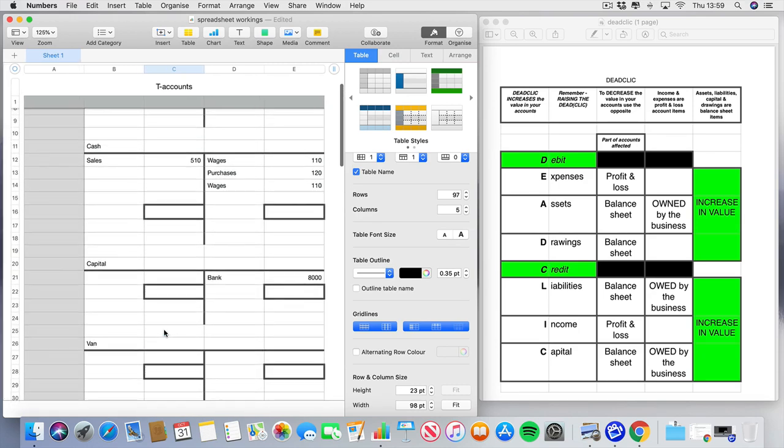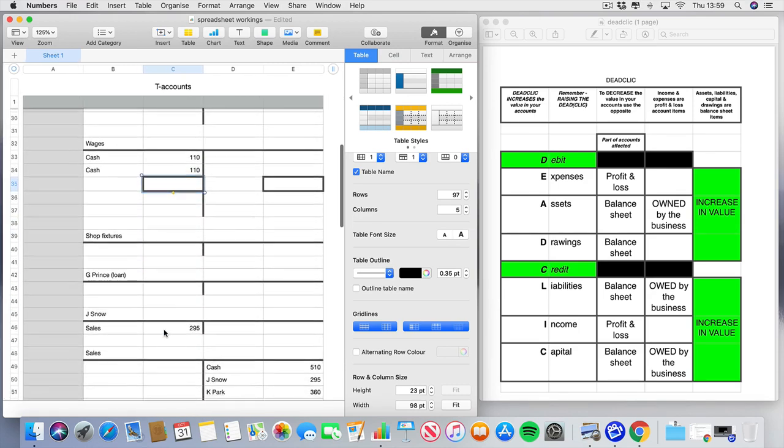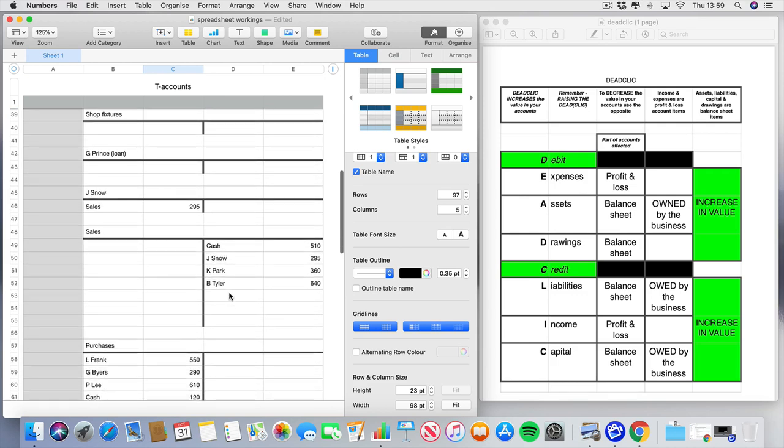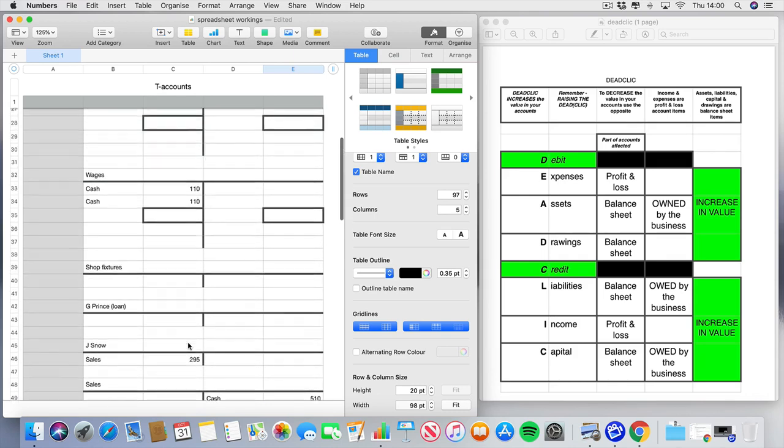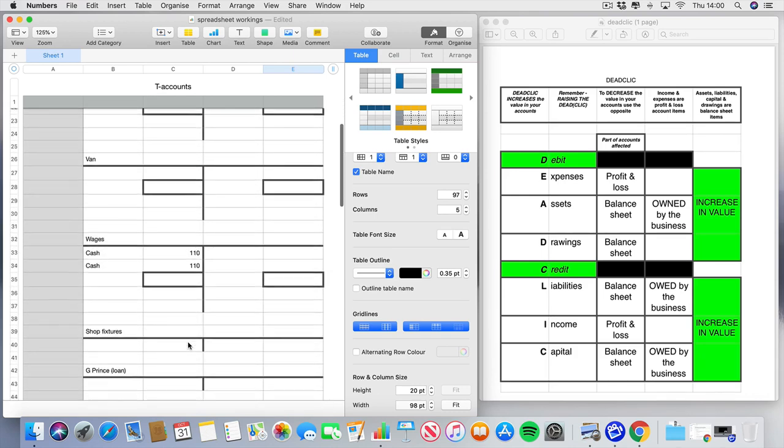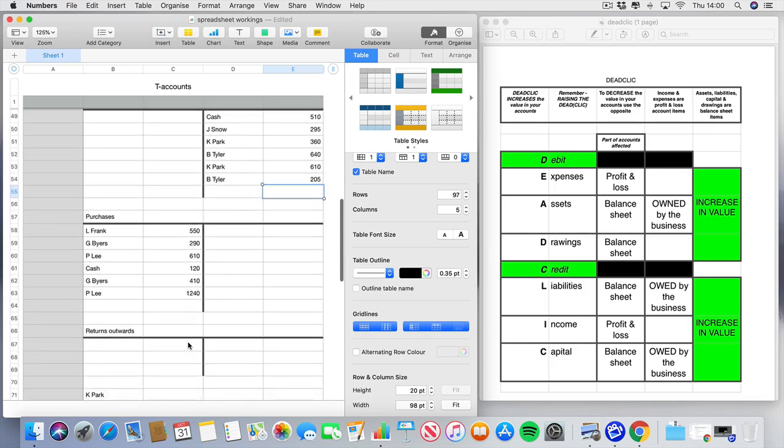Okay. Next, we've got sold goods on credit to K Park and B Tyler. So we're going to find our sales account again. There we go. We've got two more sales, so I'll enter them both in one go. Sold goods on credit to K Park 610 and to B Tyler 205. So once again, we find the debtor account, so the accounts of the people that owe the money. So K Park and B Tyler.